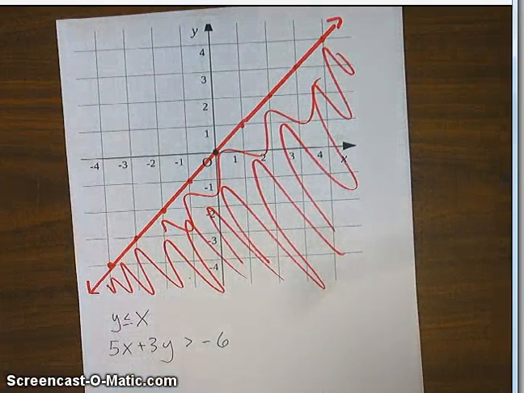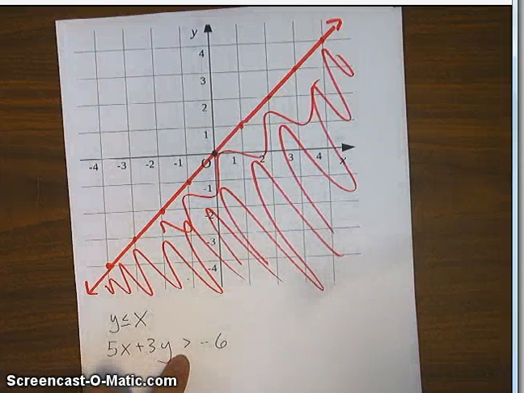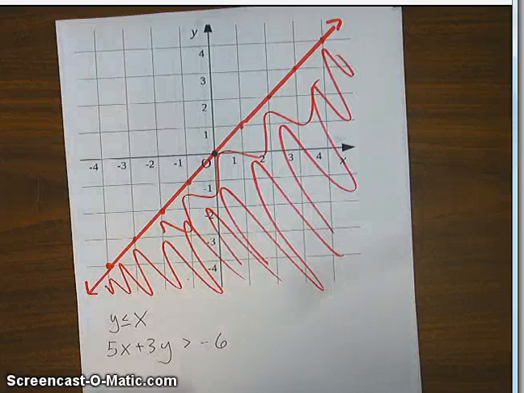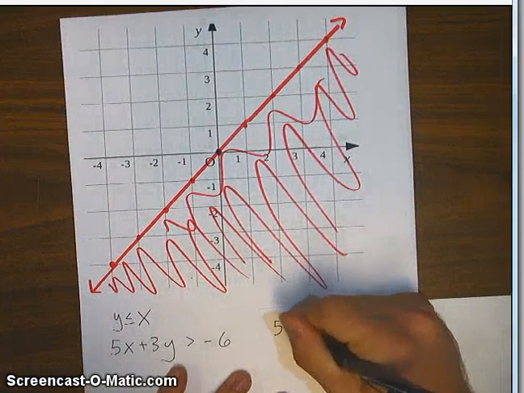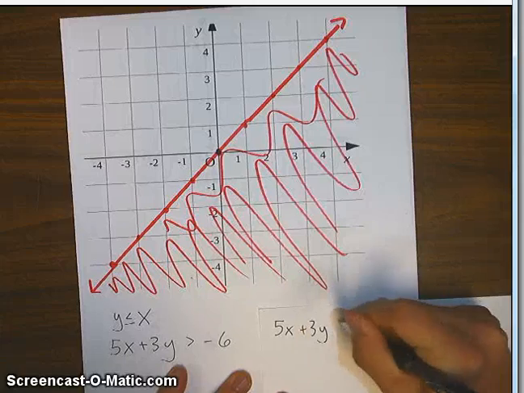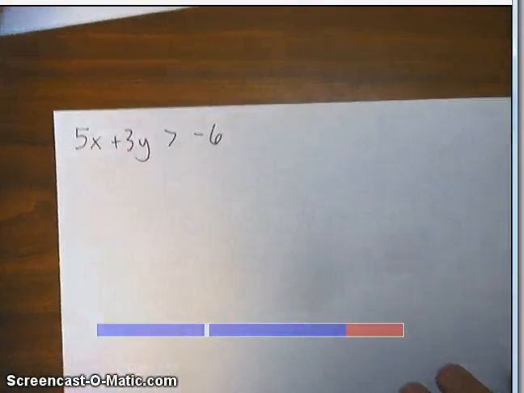But then I've got this other equation. 5x plus 3y is greater than negative 6. Now I need to graph that as well. But I prefer to graph these things when they're in y equals form. So I'm going to go ahead and solve this thing for y real quick. 5x plus 3y is greater than negative 6, like that. Let me just zoom in so you can see what I'm doing here.